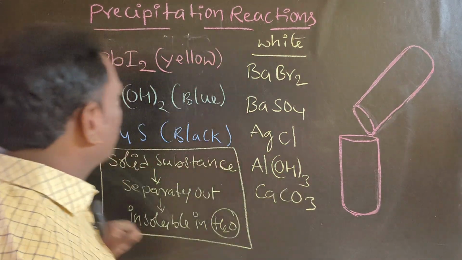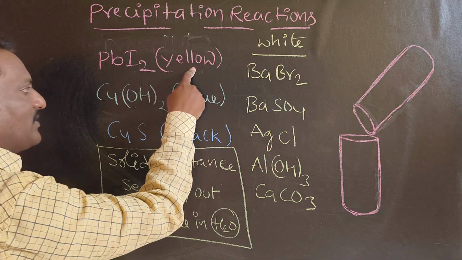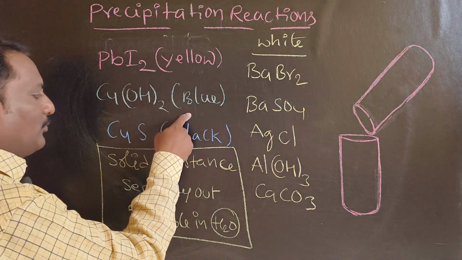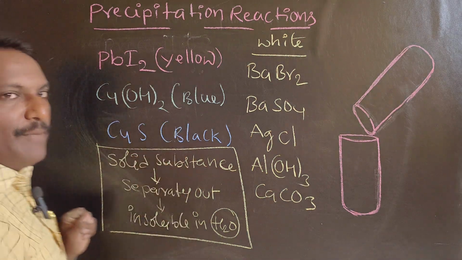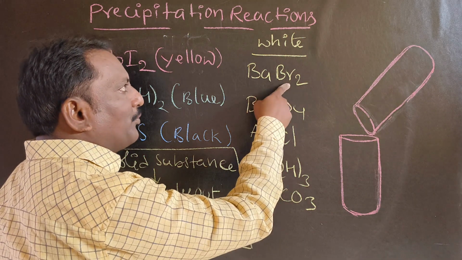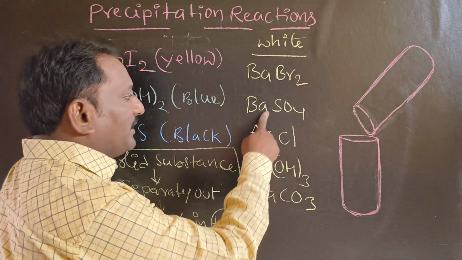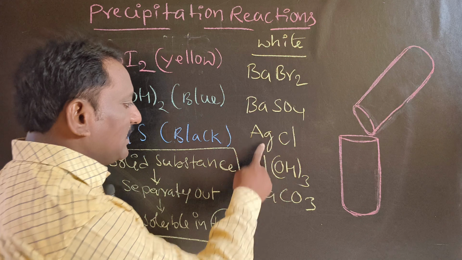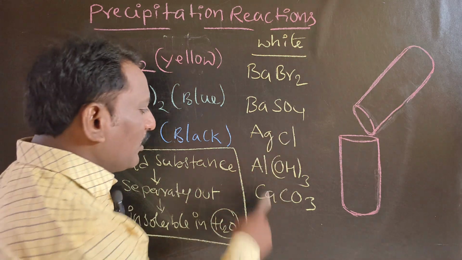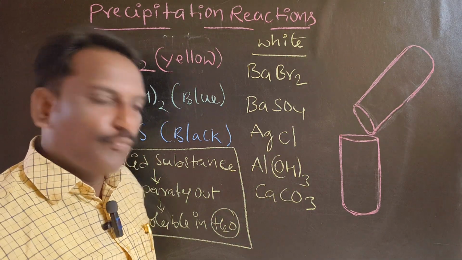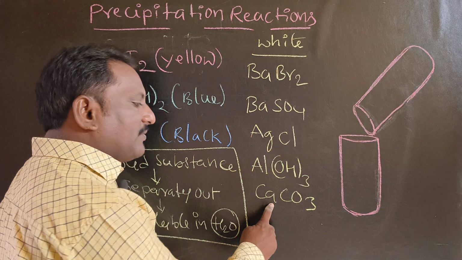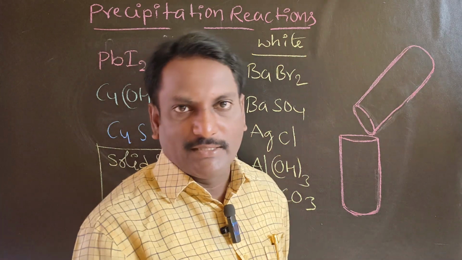I have already written the precipitates according to our syllabus. Lead iodide, yellow precipitate; copper hydroxide, blue precipitate; copper sulfide, black precipitate; barium bromide, white precipitate; barium sulfate, white precipitate; silver chloride, white precipitate; aluminum hydroxide, white precipitate; calcium carbonate, white precipitate.